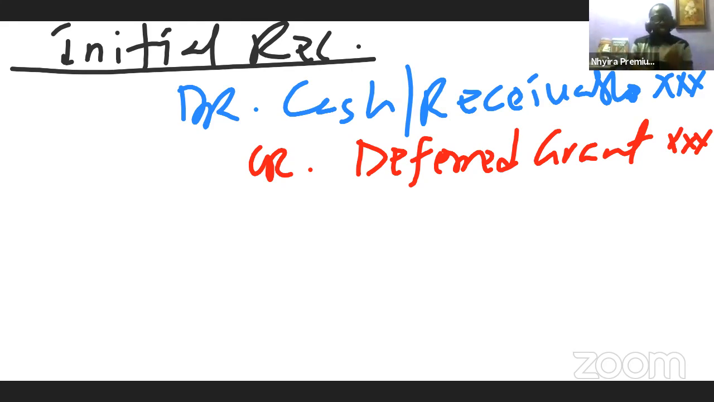Another way of treating the grant is that instead of accounting for it as a deferred grant, it could have been subtracted from the initial cost of the asset, so that we will calculate depreciation and go our way. But that is not preferable. That is why we don't go there.